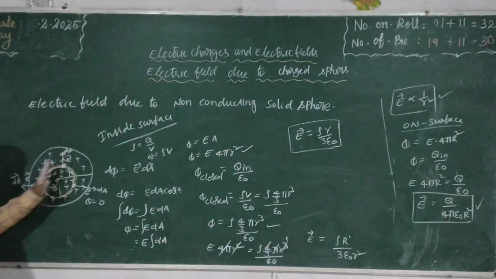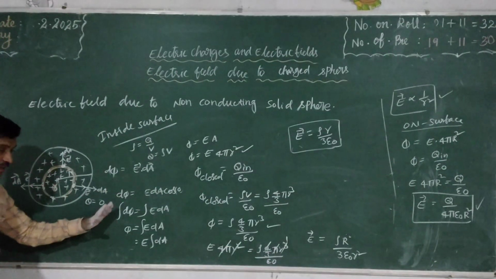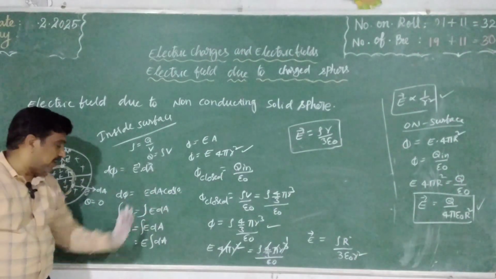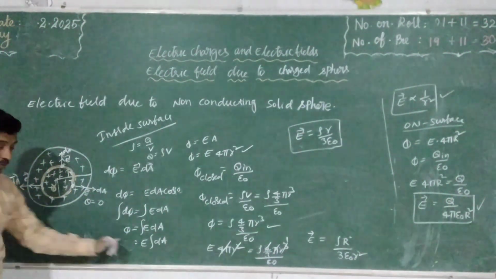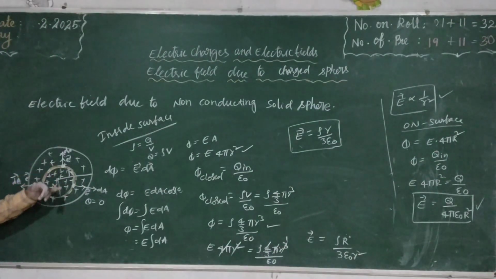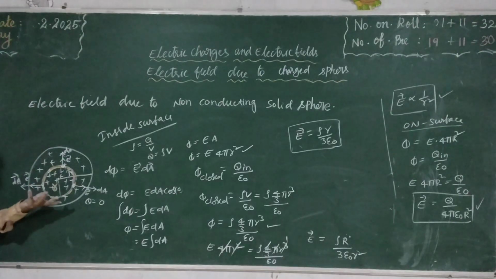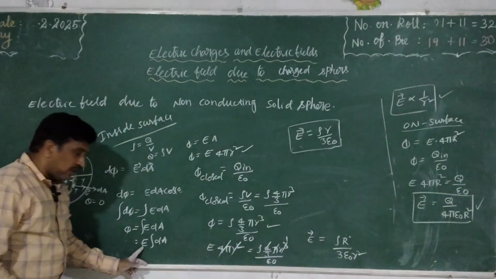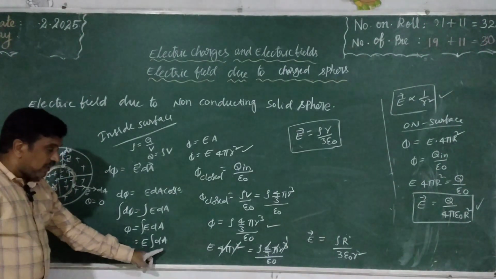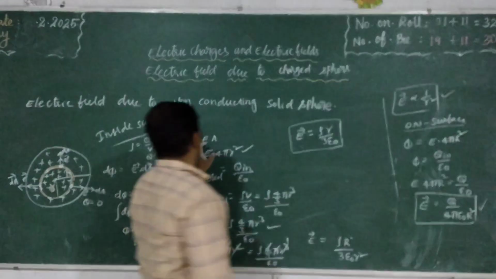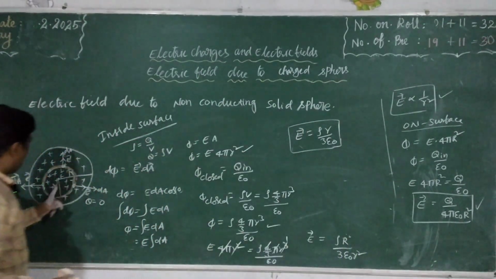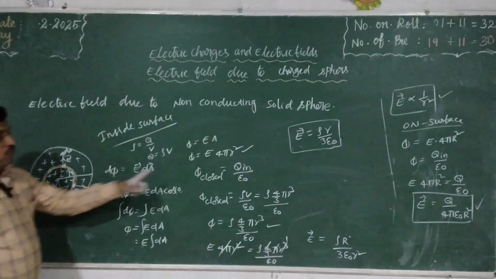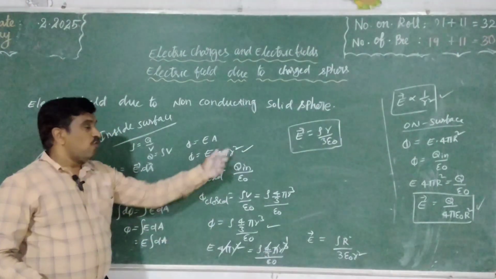All the dφ we can add, so we take the integration. Integral dφ equals integral E dA. Integral dφ means φ. E is constant here. Why? Because on the Gaussian surface, at every point the electric field is symmetric, meaning equal or constant. That's why we can write E outside: E times integral dA, which is A, the area of this Gaussian surface. The radius is r, so the surface area is 4πr².